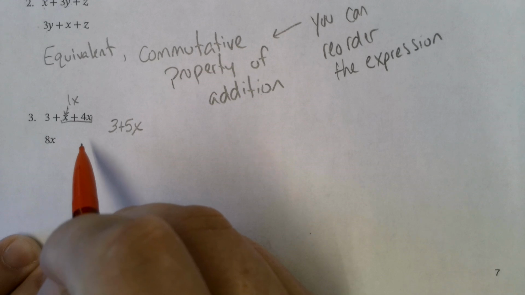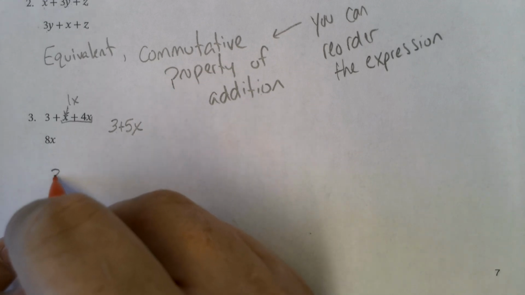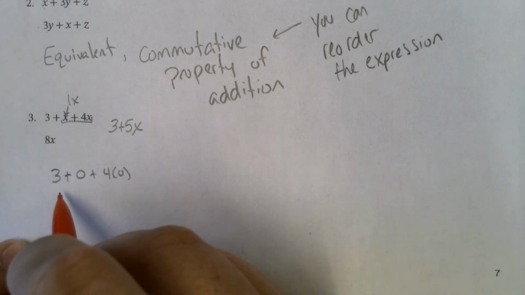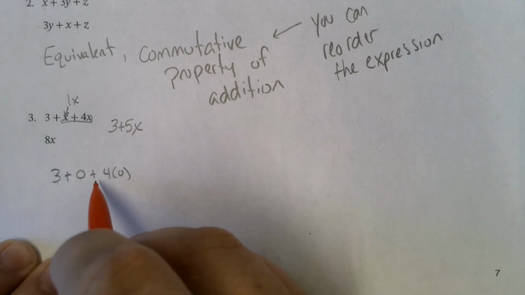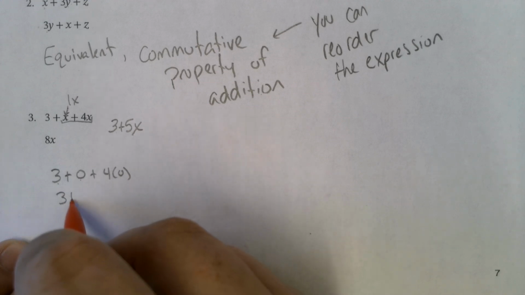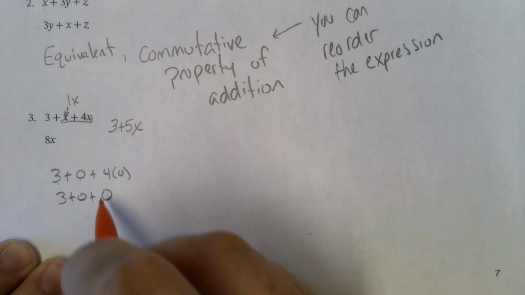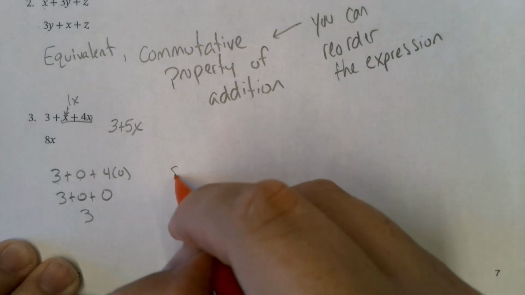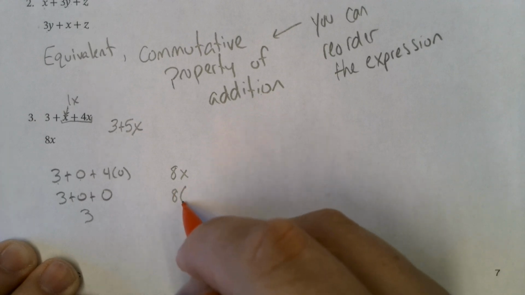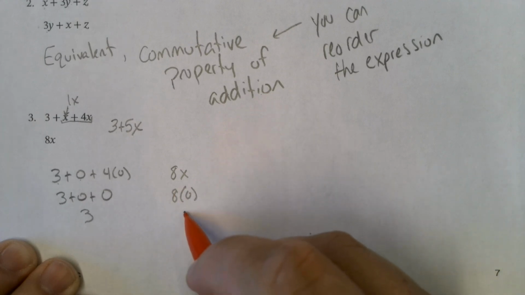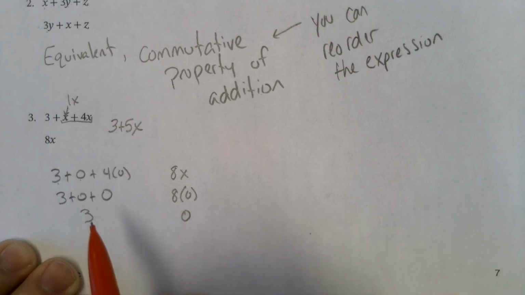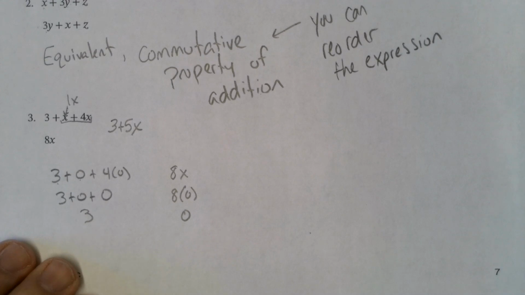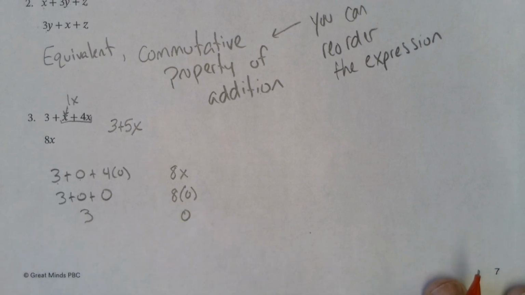If we substituted in a number, let's just say we substitute 0 in for x. Well, 3 plus 0 plus 4 times 0, well, that's 3 plus 0 plus 0, and that is equivalent to 3. 8x would be 8 times 0, which is 0. And these are not equivalent, so the expressions themselves are not equivalent.